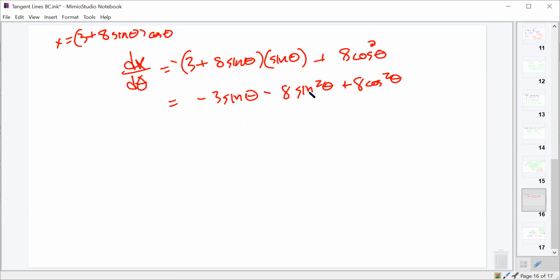And we could simplify 8 cosine squared theta minus 8 sine squared theta into 8 cosine 2 theta. But that's not super helpful there, right? Because now how am I going to solve this? So what other form of cosine of 2 theta do you think would be helpful for us to use?